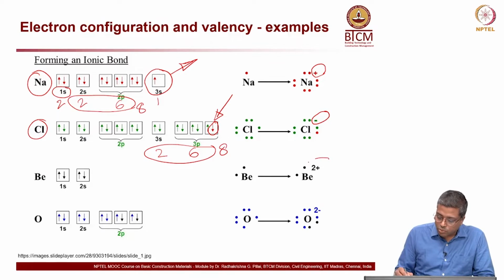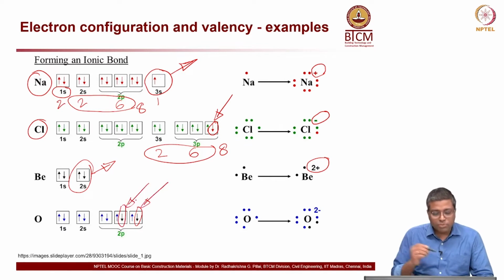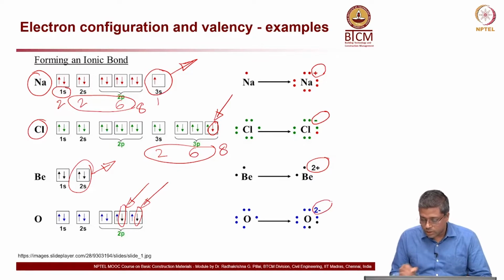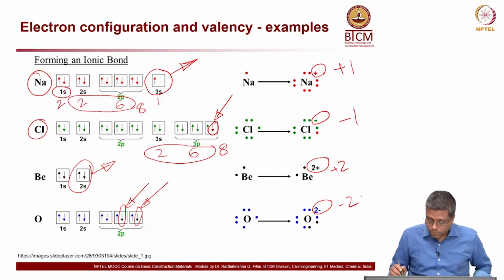where you see this 2 plus. So, barium typically gives away its 2s electrons, or 2 electrons, and in case of oxygen it typically takes 2 electrons from some other atom and then you get this 2 minus as the charge. So, this is just the charge. All this you can see here: the charge for sodium is plus 1, for chloride it is minus 1, barium plus 2 and oxygen minus 2. So, this is typically how these electrons are configured.